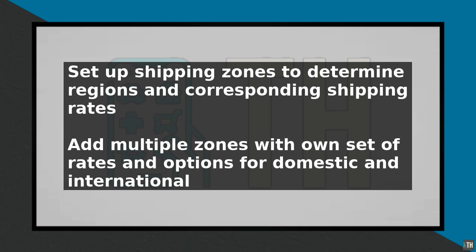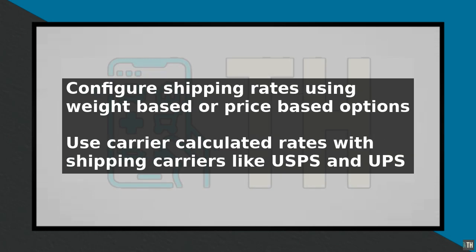To set up carrier-calculated rates, you will need to connect your Shopify store to your shipping carrier account. This will allow Shopify to retrieve the most up-to-date rates from the carrier and apply them to your customers' orders. You can also set up custom shipping rates for specific products or orders, which can be useful for items that have unique shipping requirements.